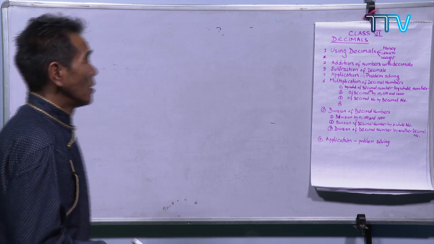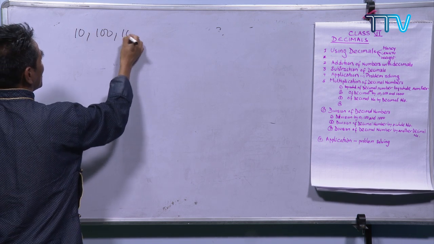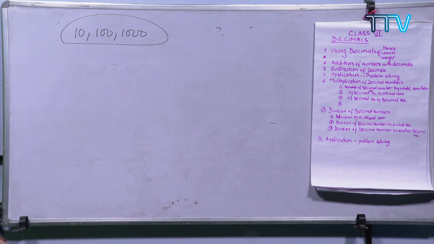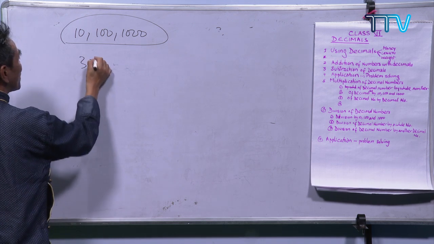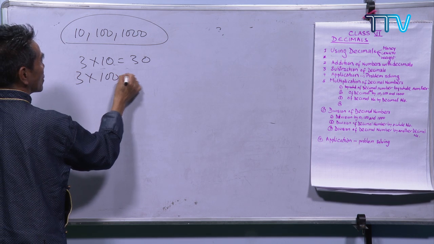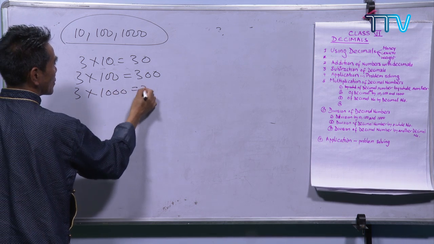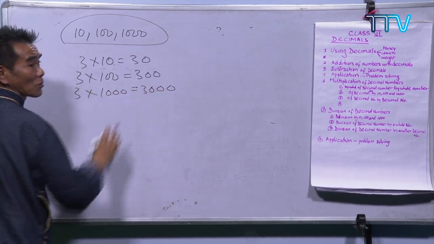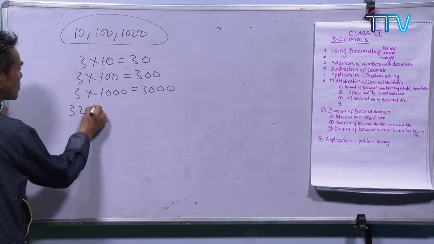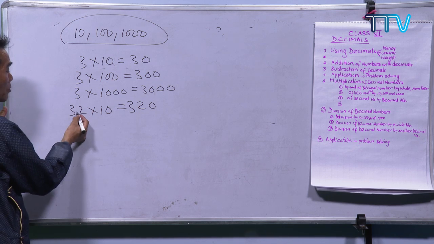The shortcut method for multiplying by 10, 100 and 1000. 3 multiplied by 10 is 30, 3 multiplied by 100 is 300, 3 multiplied by 1000 is 3000. You add the zeros. Next, 3.2 multiplied by 10 is 32.